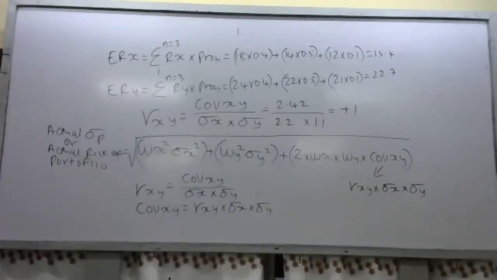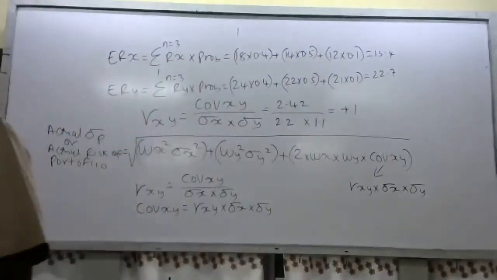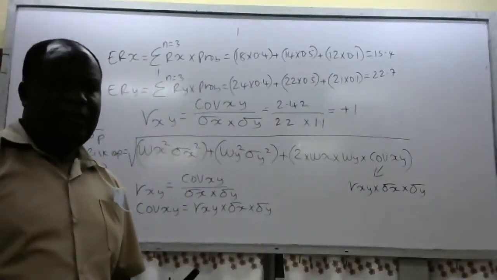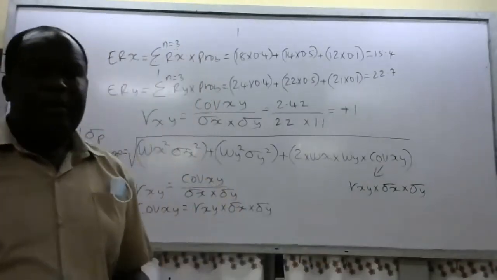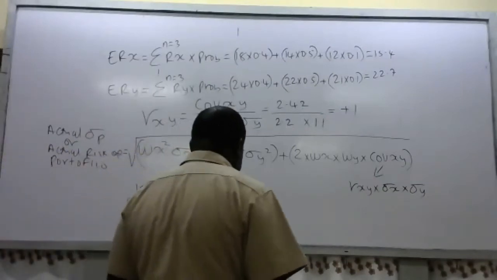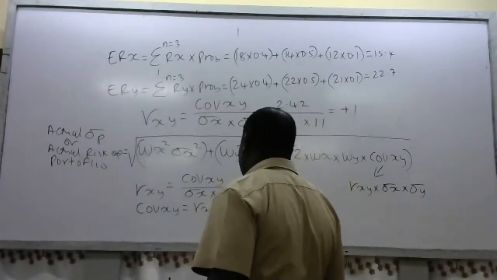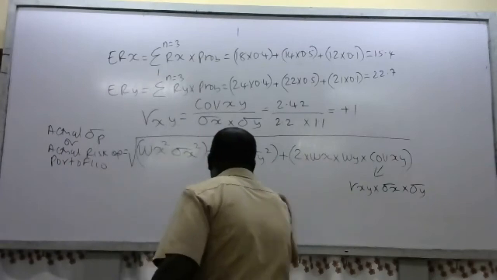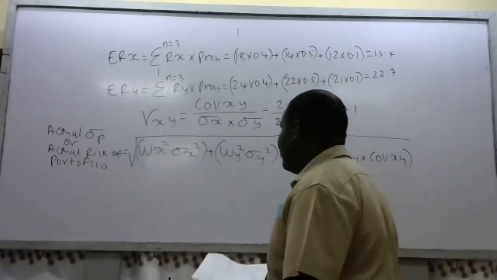So we want to answer Roman letter 3 of this question. Roman letter 3 is supposed to be the portfolio risk. They wanted you to compute the portfolio risk, which is the same as what we have at this point.